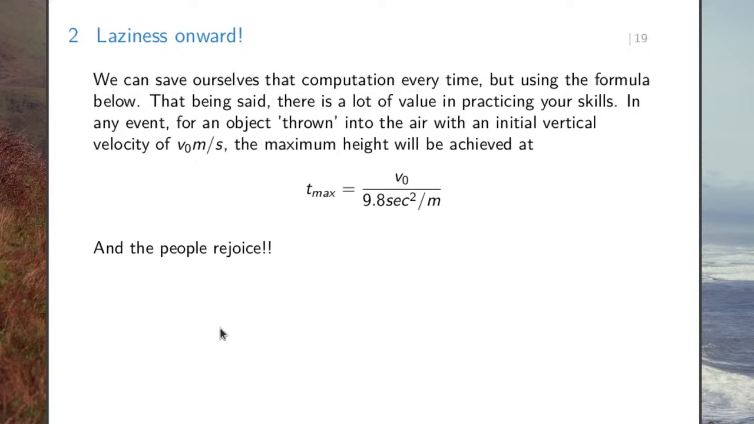So to save ourselves doing that computation every time, we can use this formula below. If an object is thrown, it could be a cannon fired straight into the air, or, as we'll see later, it's really just whatever the initial vertical velocity of an object is. Assuming it has an upward initial vertical velocity, the maximum height will be achieved precisely at this value.